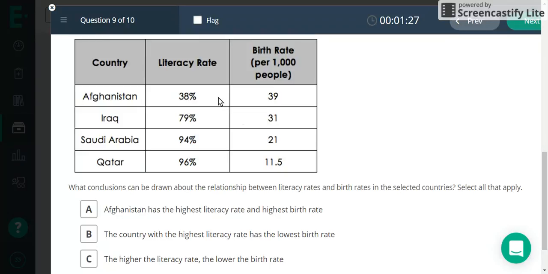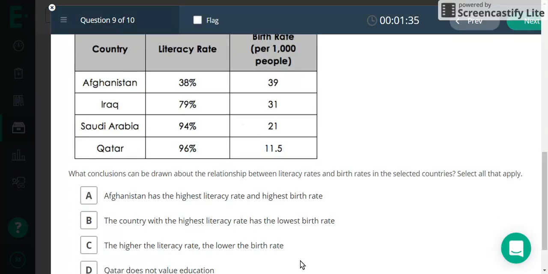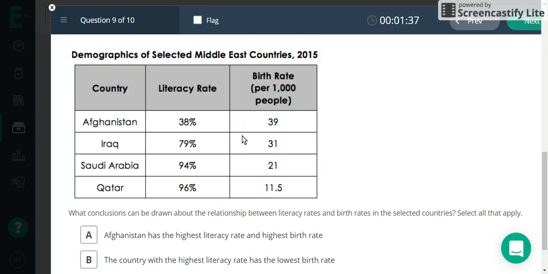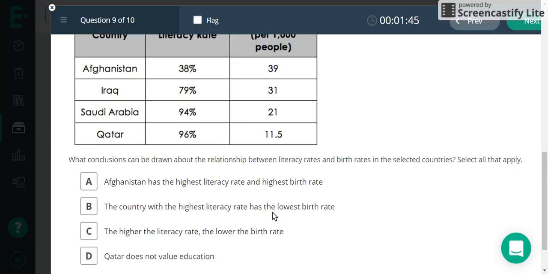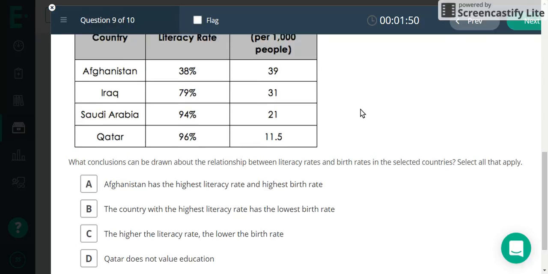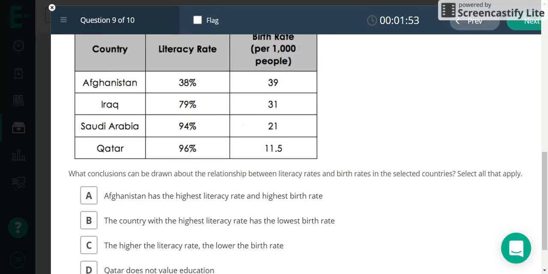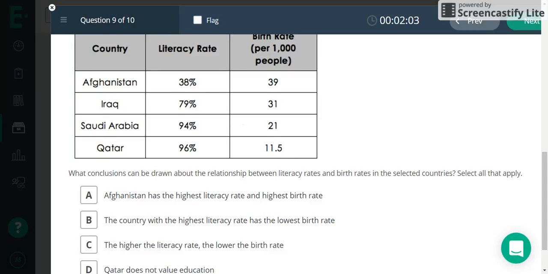Letter C, the higher the literacy rate, the lower the birth rate. Well, if you notice in this chart, they're in order from lowest literacy rate, and it's going up higher and higher and higher. So this statement says the higher the literacy rate, the lower the birth rate. So they're saying, as literacy rate goes up, what happens with those same countries to birth rate? Does it go down like it says here? Yes, it does. So what this chart is saying would be that the more people are educated, know how to read, the less likely they are to have more children, basically, because they'll be busier working and things like that in their professional life.